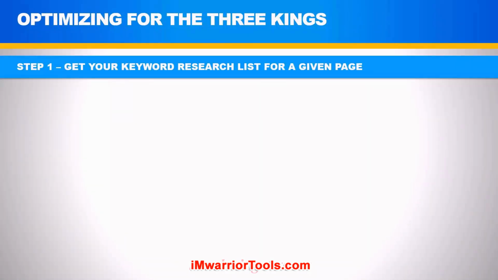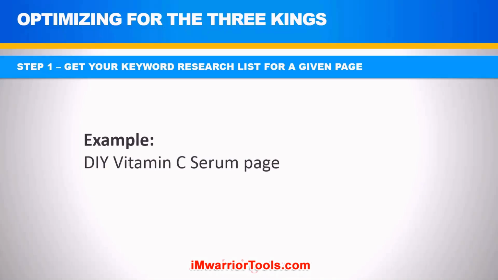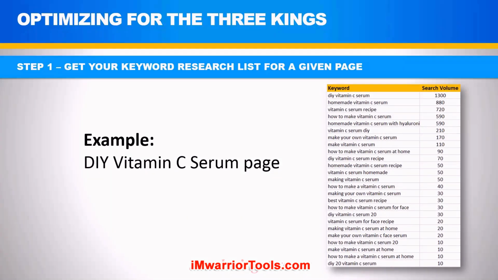Step one for optimizing your three kings is you need to get your keyword research list for a given page. Now we've already done the keyword research before, so for this example, we're going to use a DIY vitamin C serum page, and here's a whole list of keywords that we've researched already and pulled up for this DIY vitamin C serum or homemade vitamin C serum page.